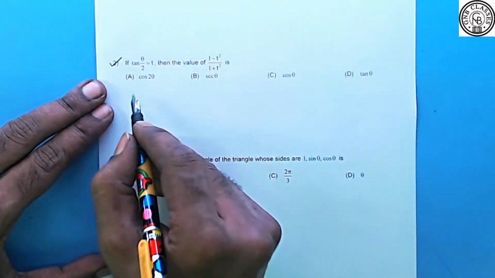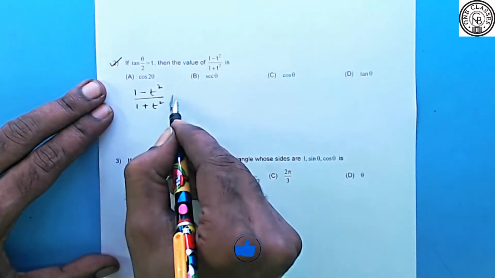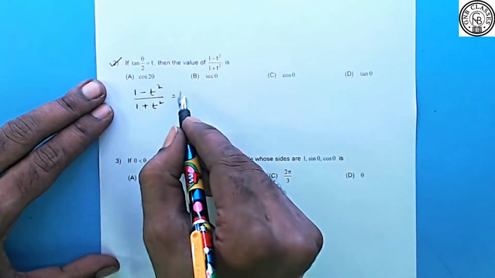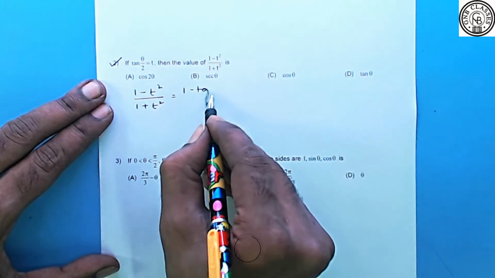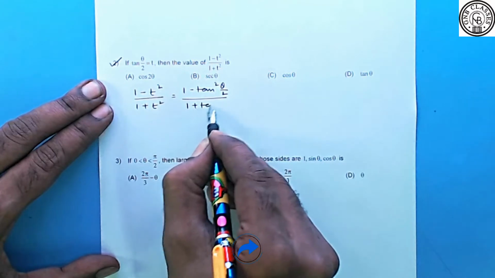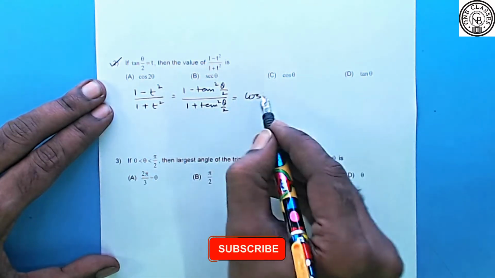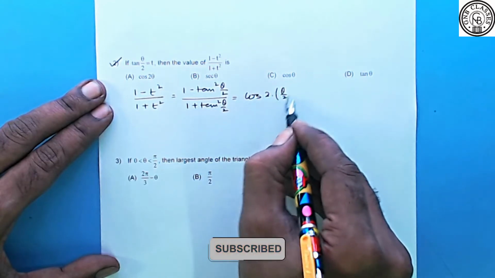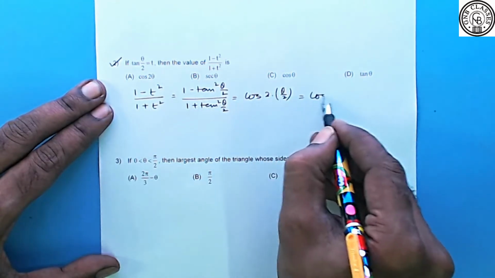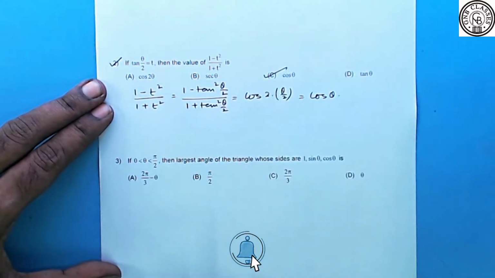In the second sum, we have to find out the value of 1 minus t square by 1 plus t square. In place of t, we are writing tan theta by 2. So, 1 minus tan square theta by 2 over 1 plus tan square theta by 2. That gives you cos 2 theta by 2, that gives you cos theta only. Is it clear? Therefore, option C is correct.